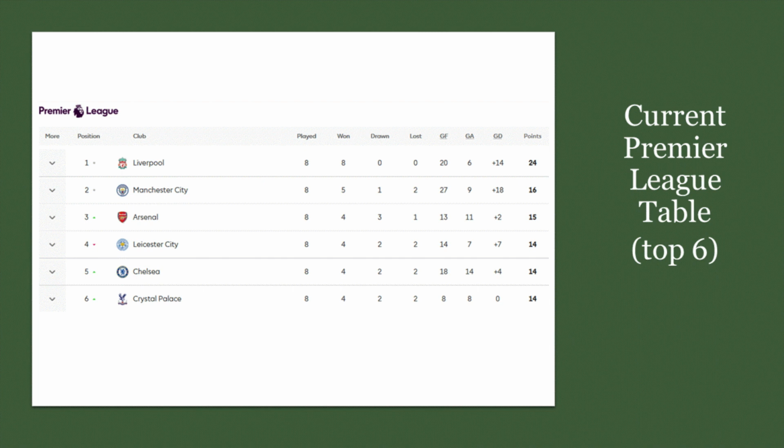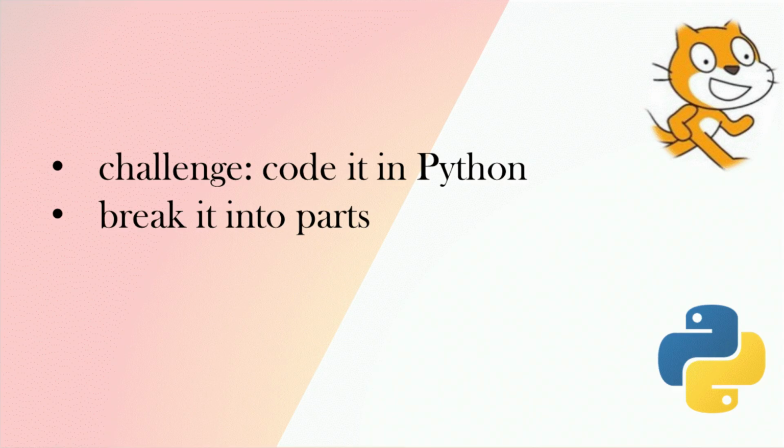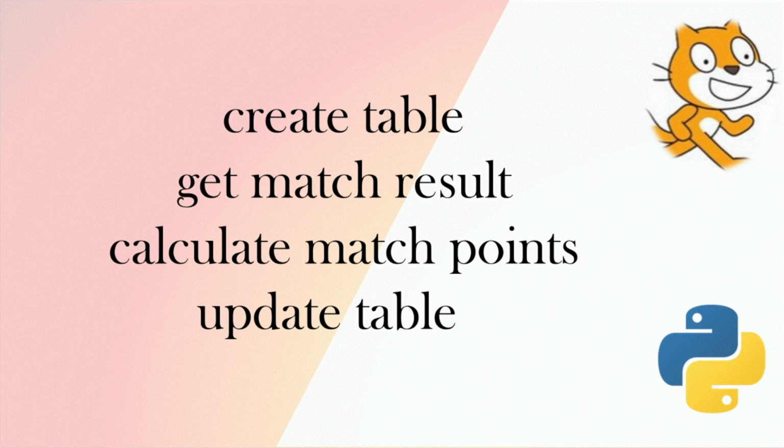We use the top 6 teams. So the idea really is to use Scratch to help you with the design and then code that in Python. And you do this by breaking it into parts. That makes the problem easier. So the problem can be broken down into 4 parts: create table, get match result, calculate match points and update table. So we'll show you each part of the design in Scratch and then go through how to achieve that with the code in Python.